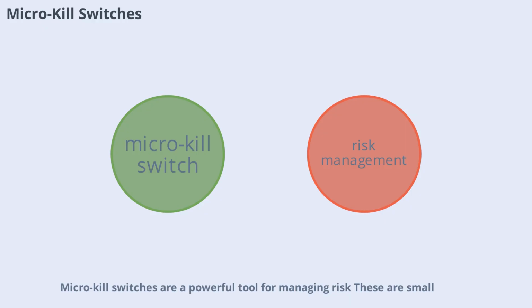Microkill switches are a powerful tool for managing risk. These are small, targeted switches that let you disable specific features or code paths if something goes wrong. For example, if a new payment method starts causing crashes, you can turn it off for affected users without pulling the entire app. This keeps your app running smoothly, even when unexpected issues arise.